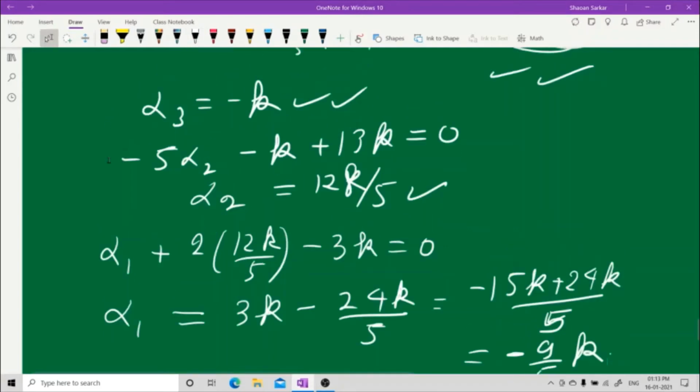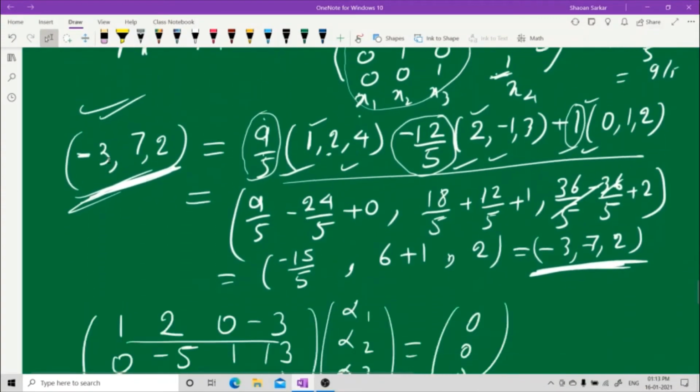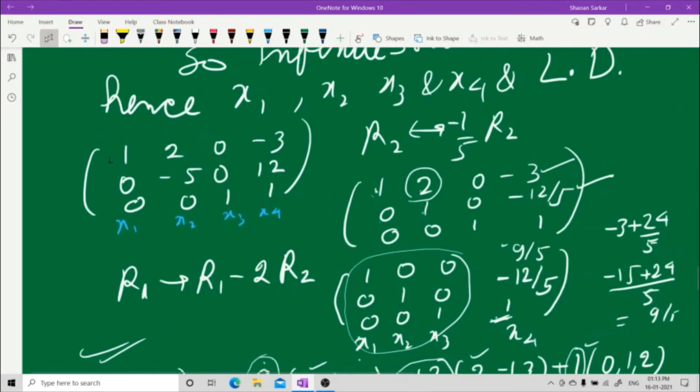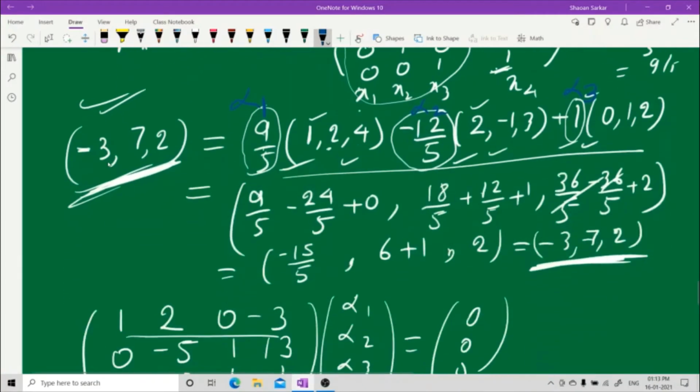Now see one thing very clearly. You must have observed one thing very clearly. This is your value of alpha 1. This is your value of alpha 2. Well, let me write with some different color, otherwise you will get confused. This is your alpha 1, this one is your alpha 2, and this one is your alpha 3. See, alpha 3 is this, right?